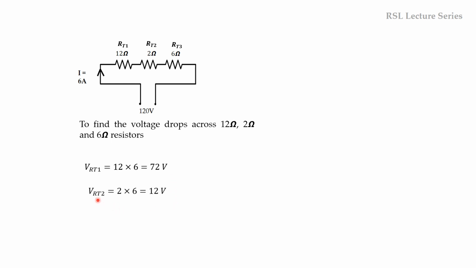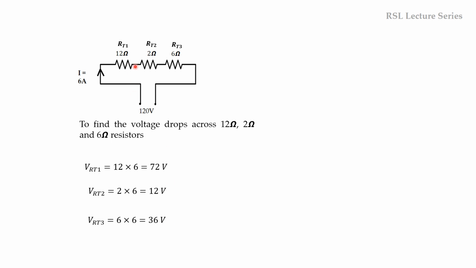Similarly, VRT2. VRT2 is the voltage drop across the 2 ohms resistor. So current value 6, resistance value 2. So 6 into 2 or 2 into 6, 12 volts. Next VRT3. So VRT3 is the voltage drop across the 6 ohms resistor. So current through the 6 ohms is 6 ampere. So V is equal to I into R, 6 into 6, that is equal to 36 volts.